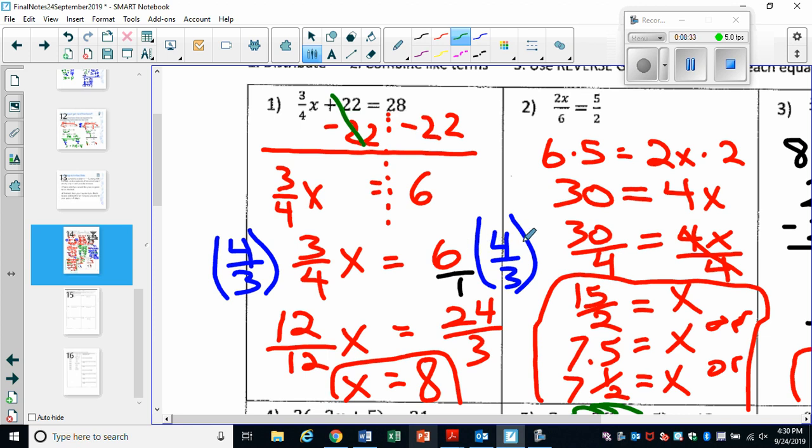So as a result, we should have a numerator and denominator both of 12. And on the right side, 6 times 4 is 24. 1 times 3, 3. And now we do our simplifying. The 12s disappear. 24 divided by 3 gives us 8.